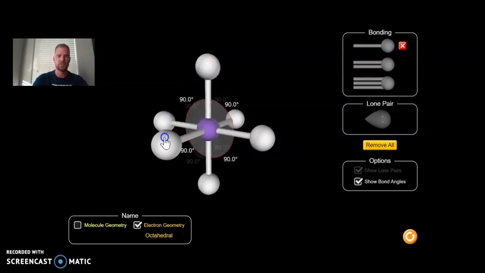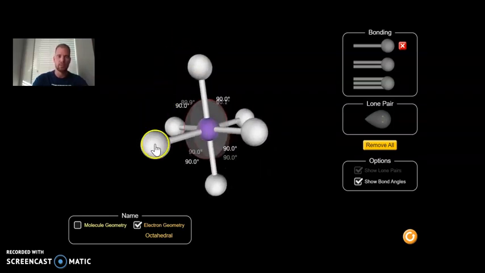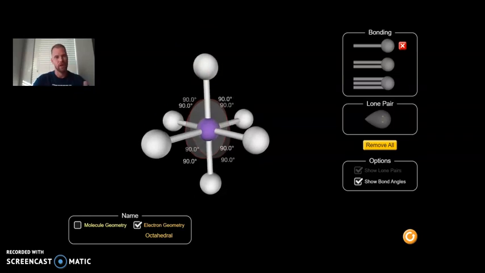Okay, and your octahedral has those 6 electron domains. That is 90 degrees. It doesn't matter what atom I make on top. It's always going to have the same shape, right? So that's going to be the different shapes. And like I said, this website's really good for visualizing that.